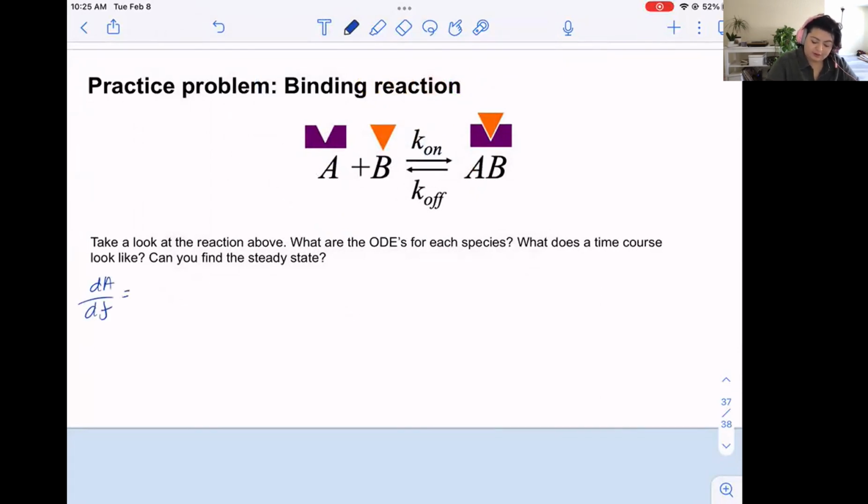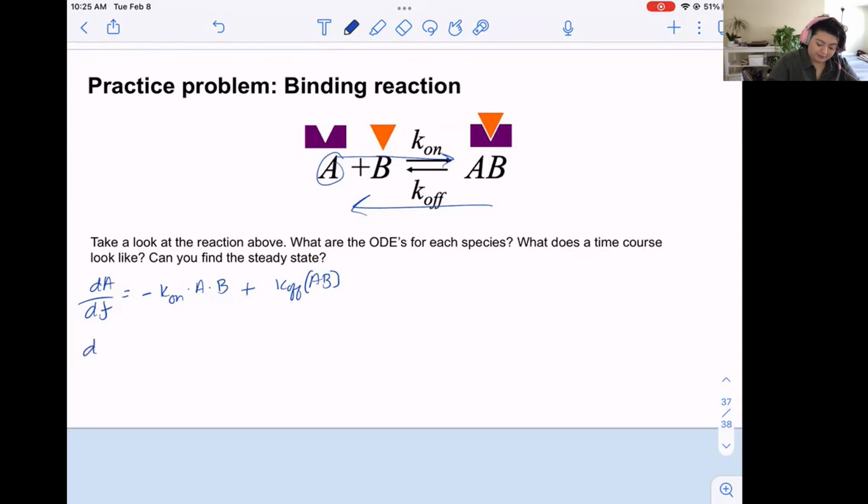So here we are, let's see, we are losing A. So from here we're losing A. So that means we'll have a negative. We're losing A. It's attached to a B with a reaction of K on. So we're attached to the B. Okay. And then the reverse reaction, we are gaining A from the complex AB with the reaction parameter of K off. So this is, I'm going to put this in parentheses because it's the complex AB. It's not A times B.